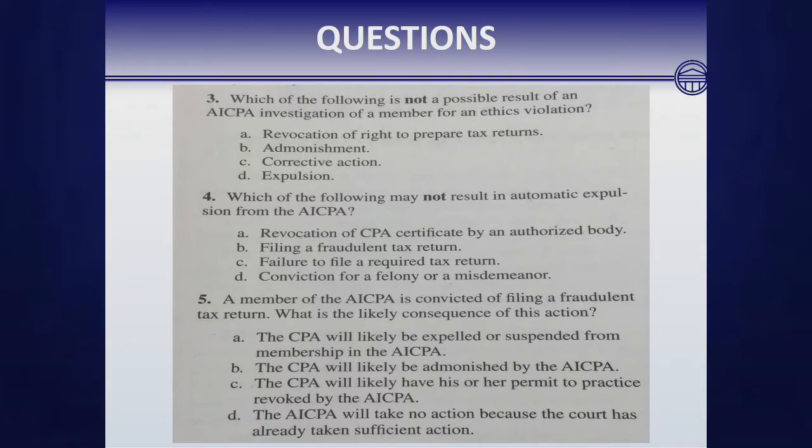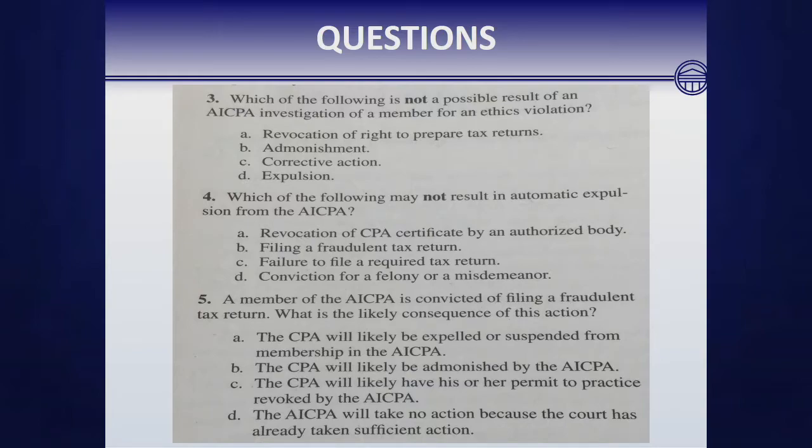So 4, which of the following may not result in automatic expulsion from the AICPA? Now this is kind of a trick question, so this is one of those questions that I'll point out. You should read the entire answer, and the answer to this question is D, conviction for a felony or a misdemeanor. So there's not automatic expulsion without a hearing for conviction of a misdemeanor.